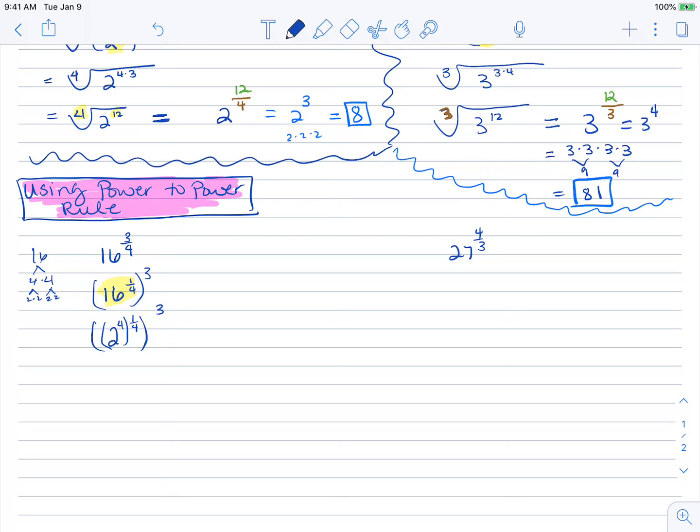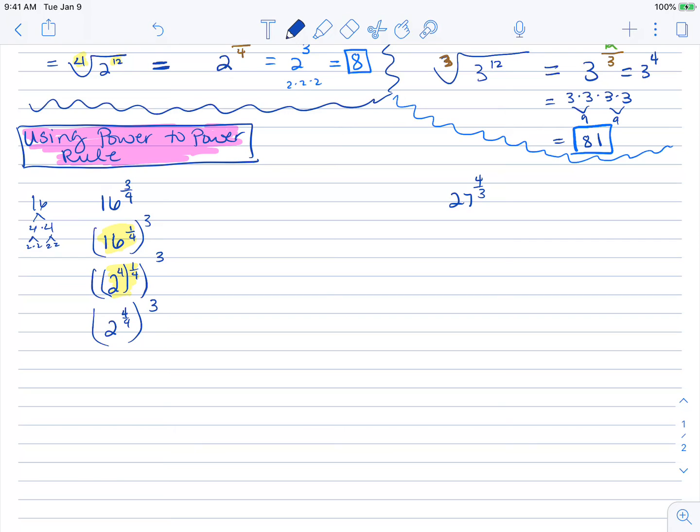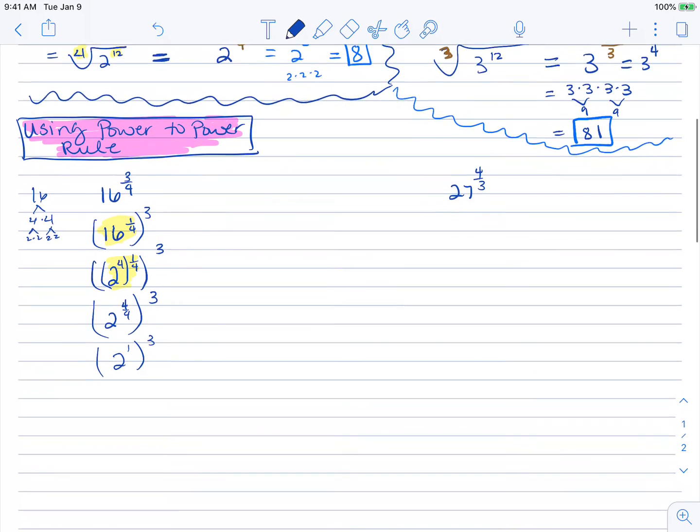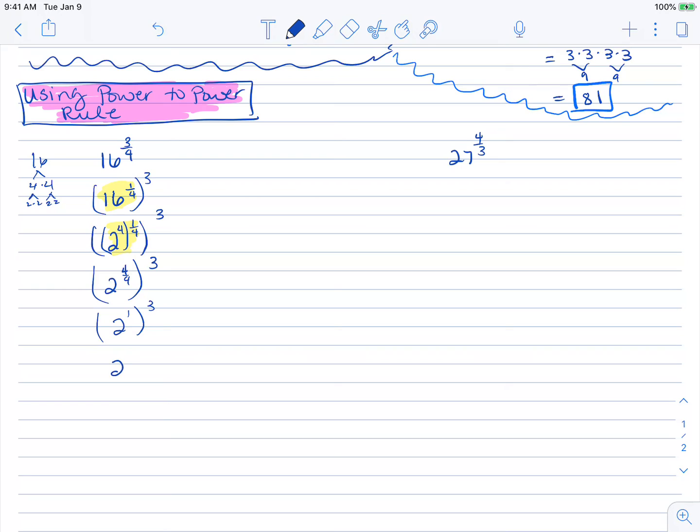and I can do a power to power inside here. So this is power to power right here, and say that that's going to be 2 to the 4/4, and then I still have my 3 over here. And that's going to be the same as 2 to the 1 and my 3 over here. And my power to power says I multiply my powers, and I get 2 to the 3rd, which is 8. Okay, so that's just using my power rules.